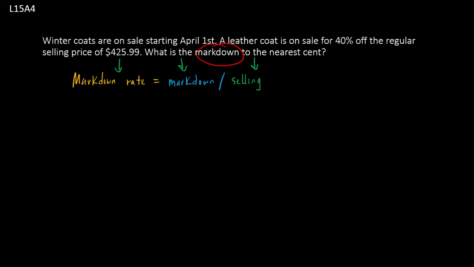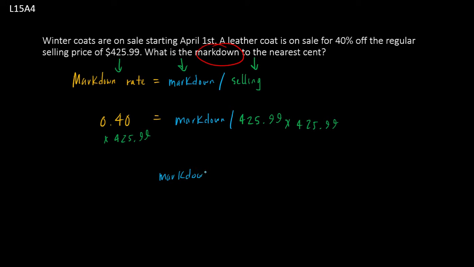So I fill in what I know. I know that the markdown rate is 40%, which I rewrite as a decimal. I don't know markdown, right? That's what I'm solving for. And selling price, I know to be $425.99. All I have to do now is multiply both sides of the equation by $425.99 to find that my markdown is equal to $170.40.